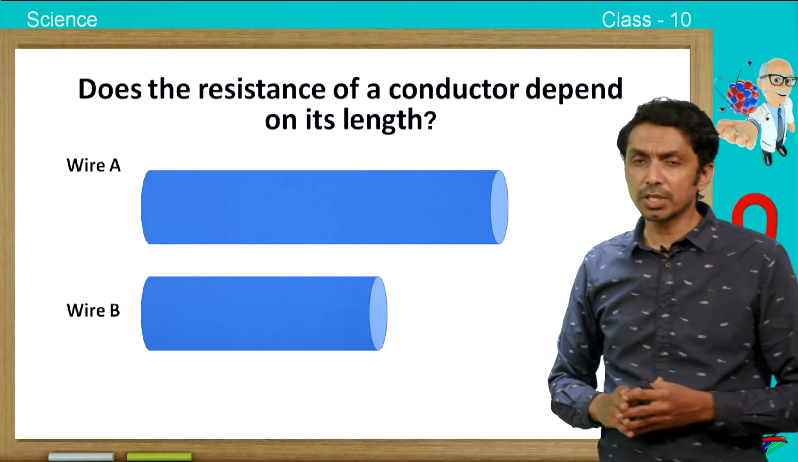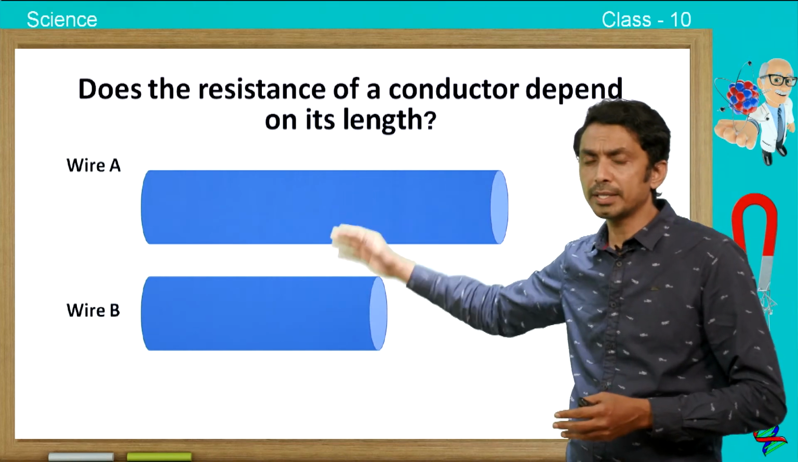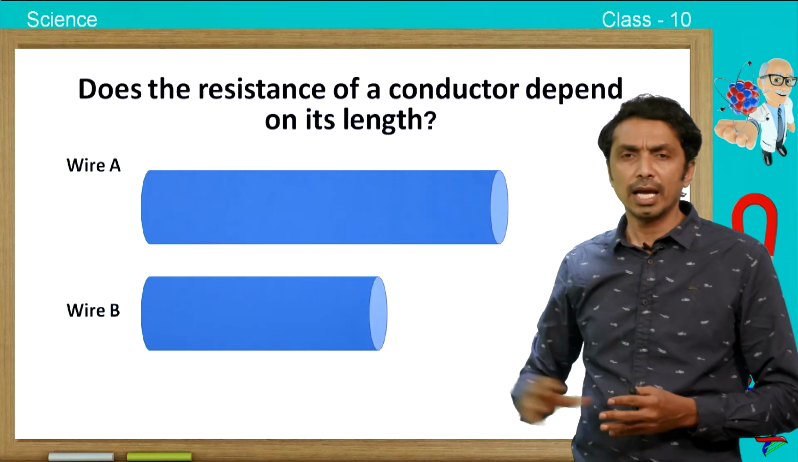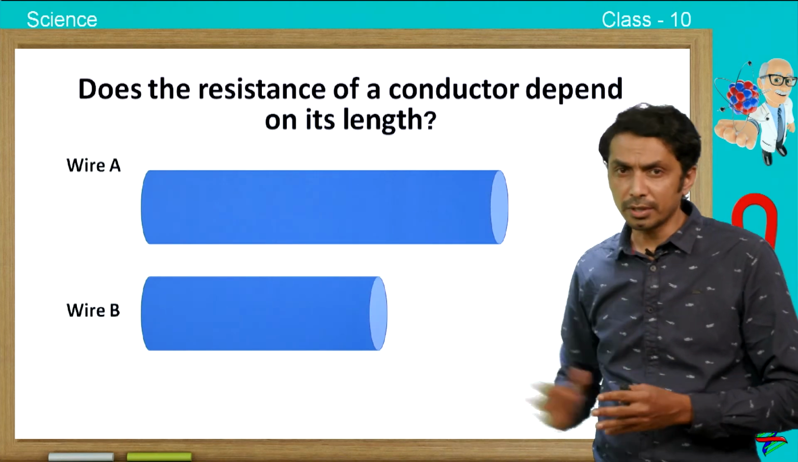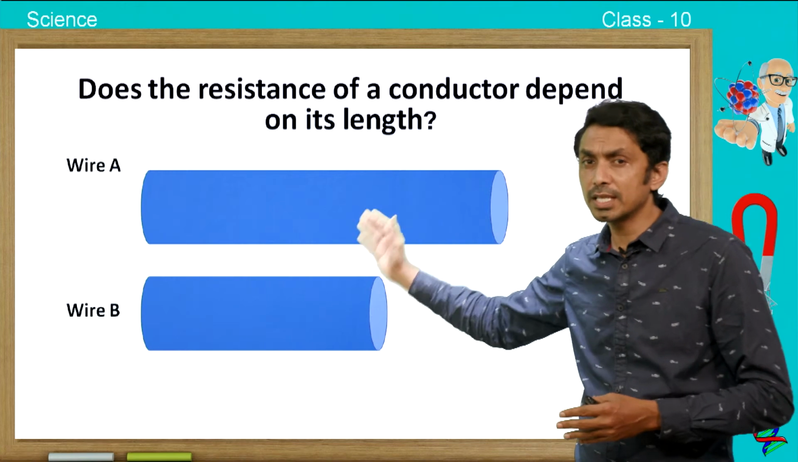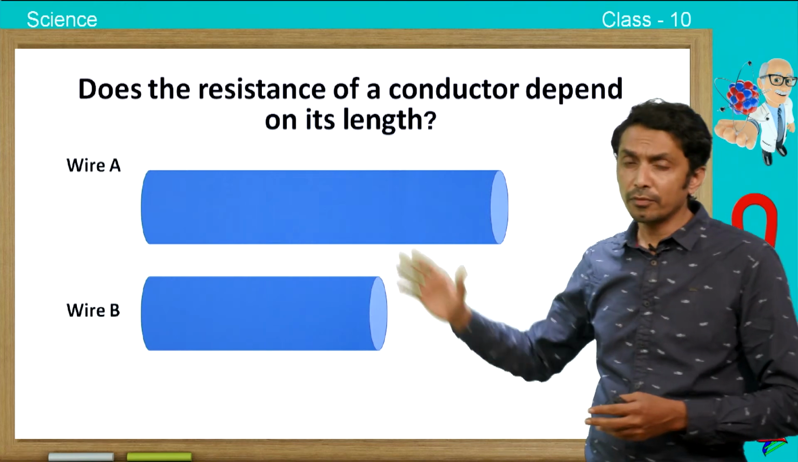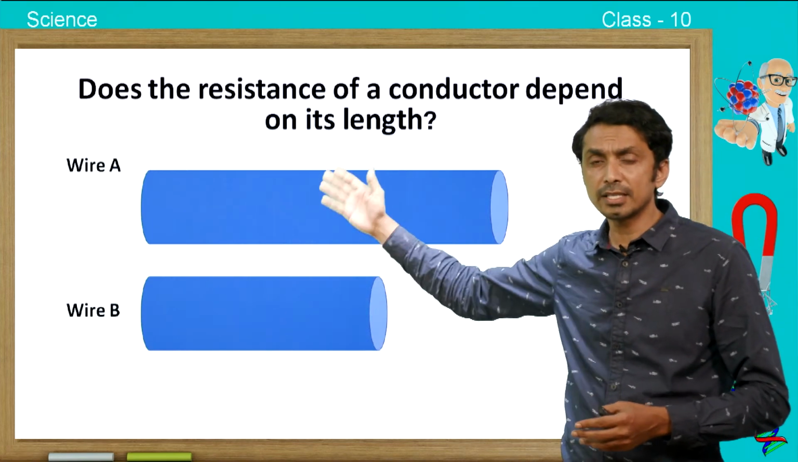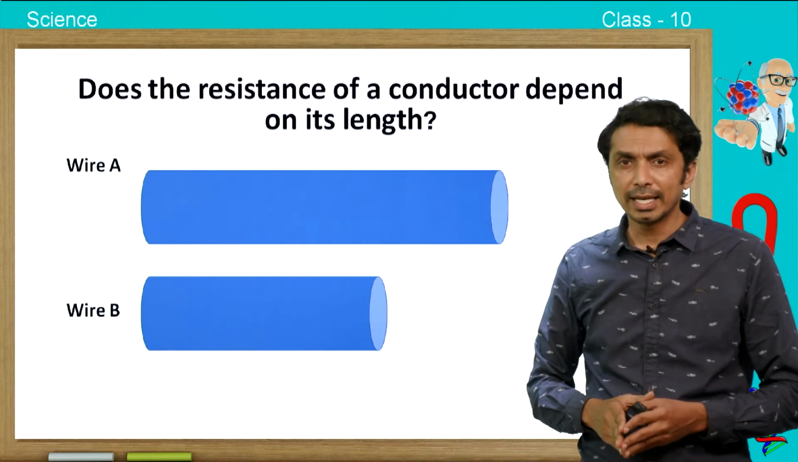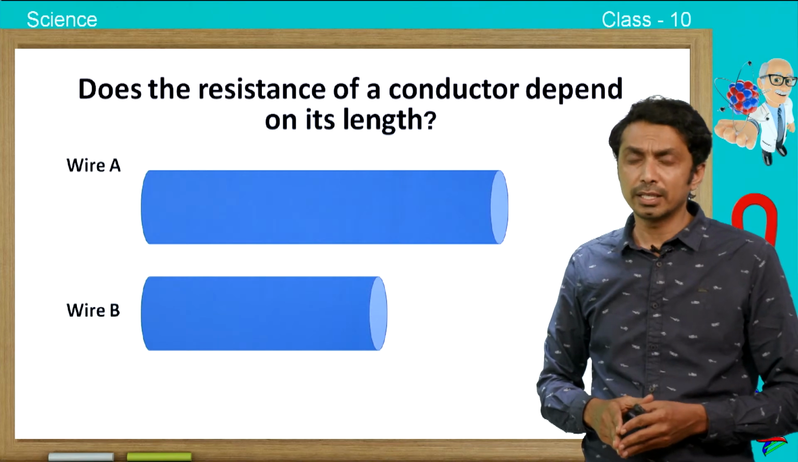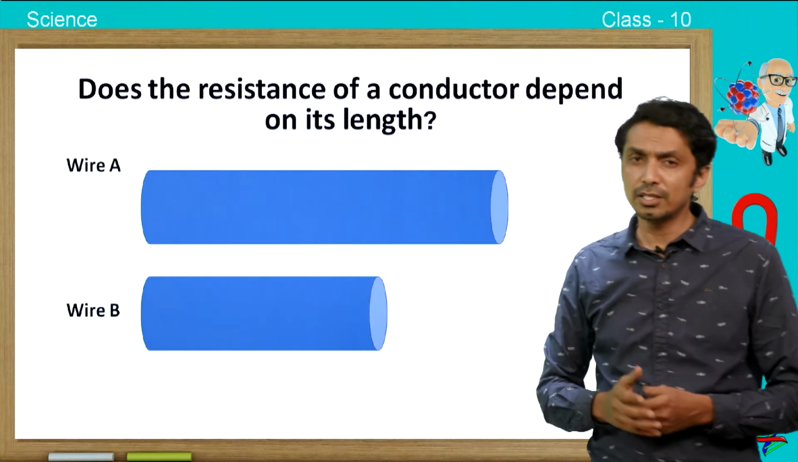So, my question is whether these two wires made of the same material, having the same thickness, but one longer and the other shorter, will have the same resistance, or whether one will have higher resistance and the other lower resistance. Is it not interesting? Come, let us find out whether the resistances vary in these two wires.